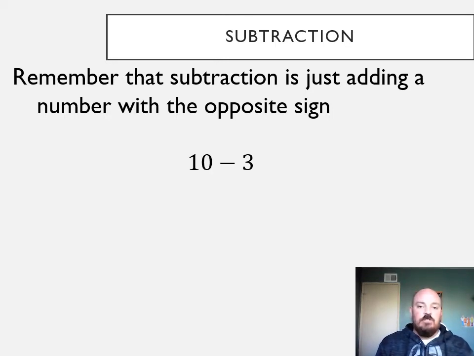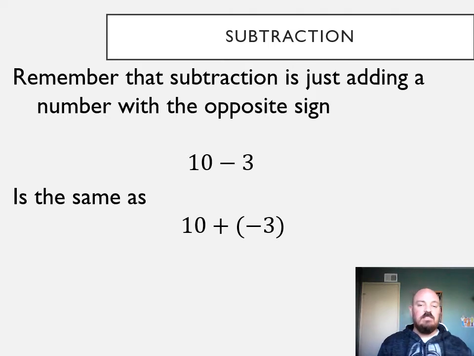If I give you the question 10 minus 3, the answer is 7, but that's not even that important. What's important is I could also think of this, instead of 10 minus 3, as 10 plus negative 3. And that's the same thing. Both of those equal 7. Because both of them are the same question, saying 10 minus 3 and 10 plus negative 3 is the exact same thing. So really, every subtraction problem can always be thought of as just adding the opposite.